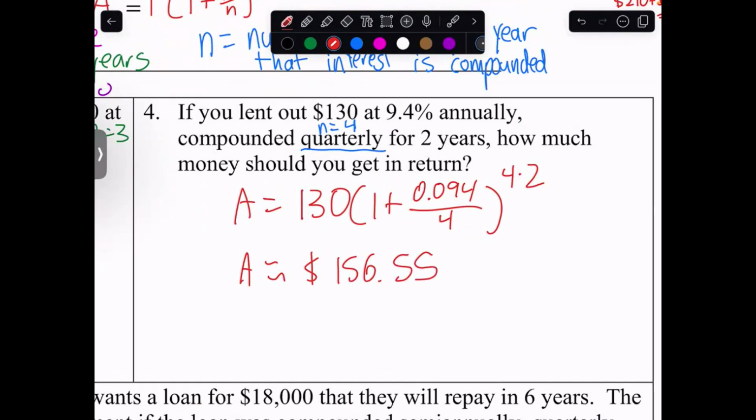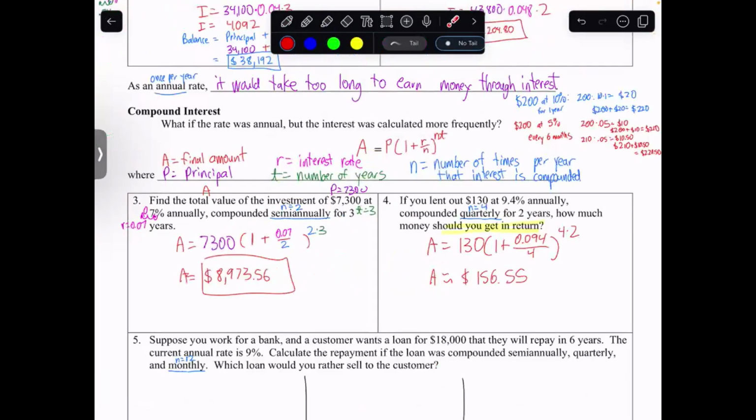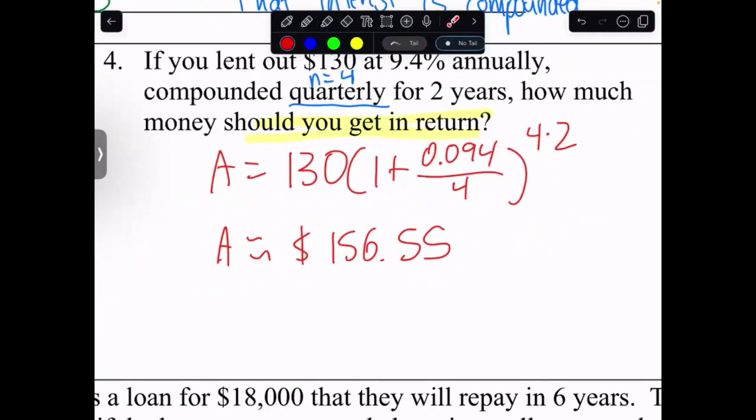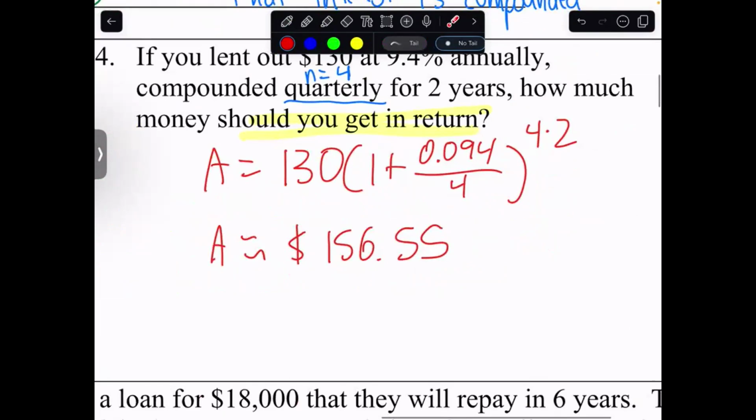And you check, right? What do I do with this number? Do I leave it alone? Do I add the original? Do I subtract the original? In this problem, the question is how much money should you get in return? So if you lend out $130, you want the original 130 back plus the interest. And A, which represents the final amount, already includes the interest. So you wouldn't add it to 130 again. You would stop right here.